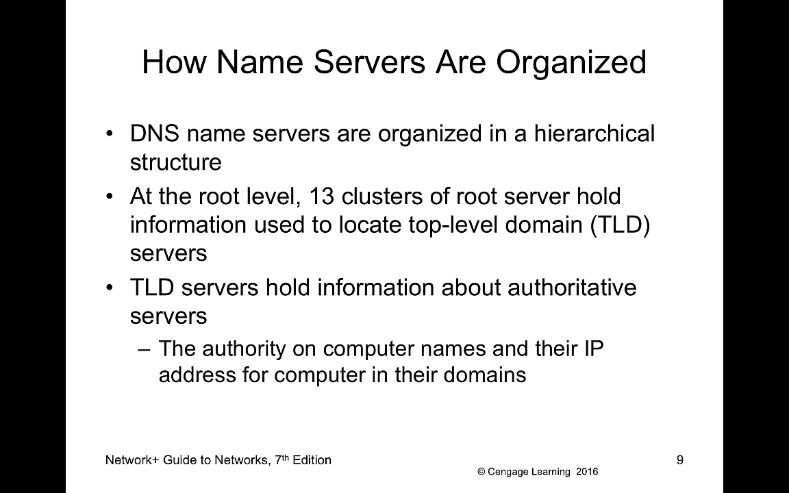Okay. DNS servers are organized in a hierarchical structure. There's 13. There was something, it wasn't a virus, where they took down 11 of them. Didn't hurt the internet at all. Pretty amazing. So at the root level, there's 13 of them. What they hold is the top level domain server information.